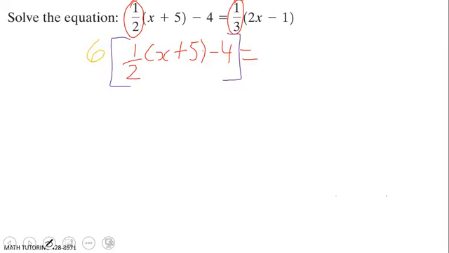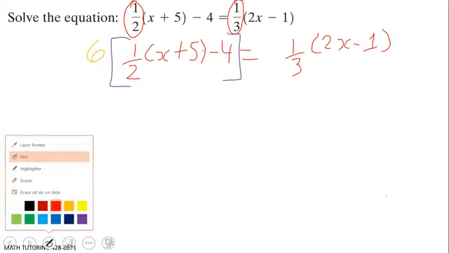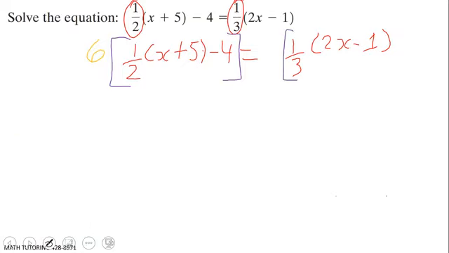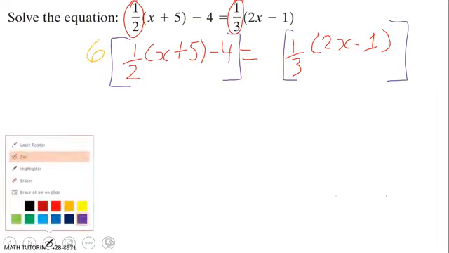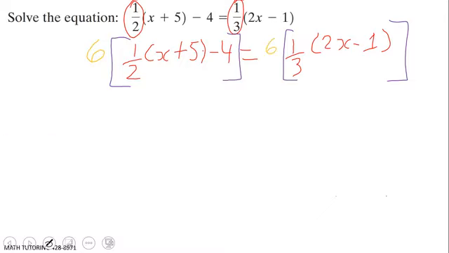So we have 1 over 3 and we have 2x minus 1, and I'm going to use the purple to bracket off, and we're going to use the 6. Good. Awesome. So we multiply this entire side by 6 and this entire side by 6. That's very important. Okay, so what is a nice way to do this?